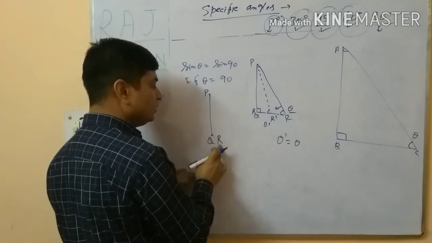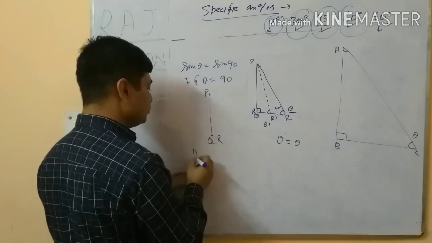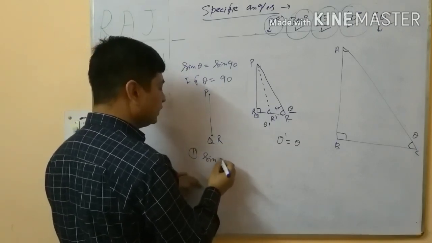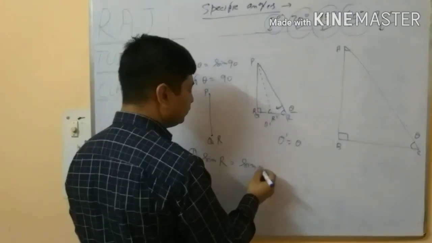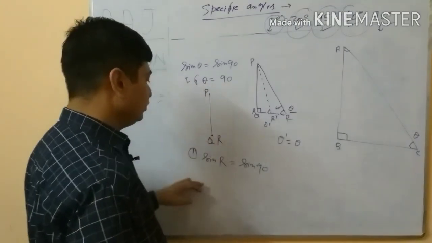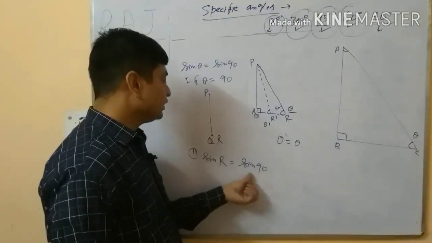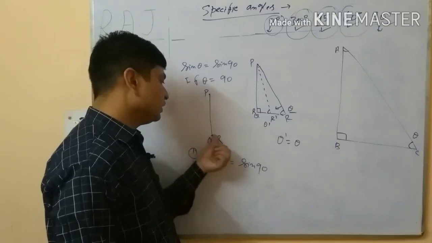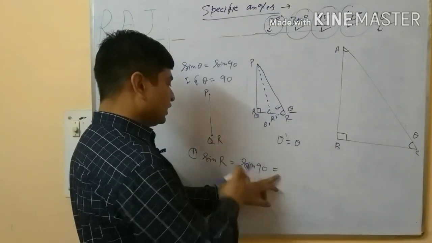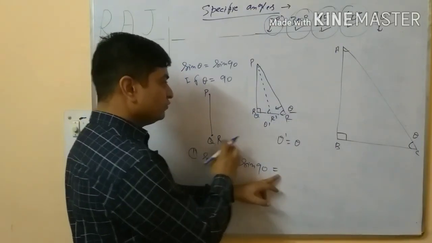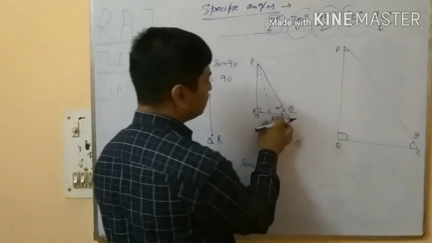And I will calculate sin R, meaning sin 90 degrees. Calculating sin R is equivalent to calculating sin 90, because R is 90 now. So what is the formula? Side opposite to angle R. Which side is opposite to angle R? Look at here.